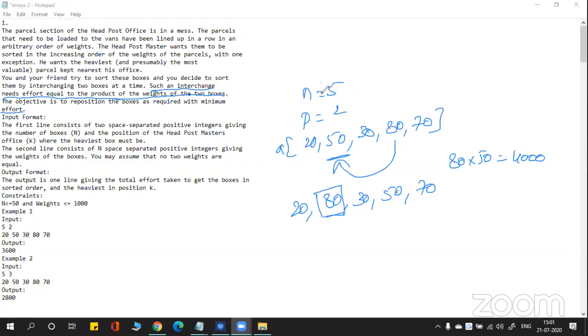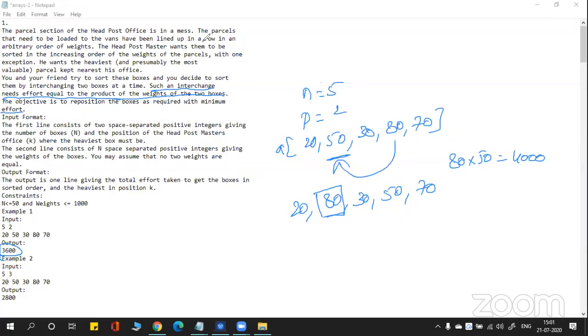Yes. So can we implement any other logic here? If I observe, I'm getting my effort as 4,000, but they are saying the effort should be 3,600 only. So we can reduce the effort. Can anyone tell me how we can reduce the effort for this test case?